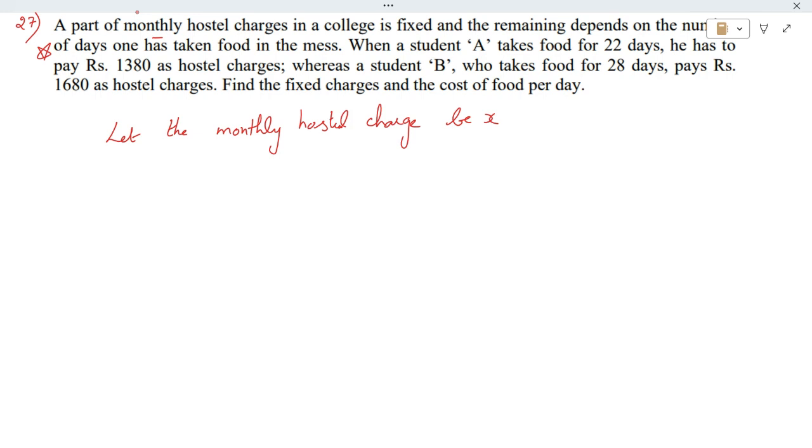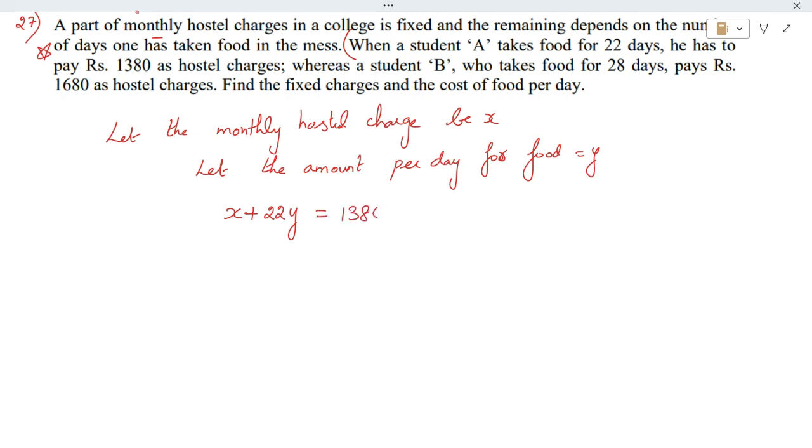When a student A takes food for 22 days, let the amount per day for food be y. Now I am just going to read the statement again. When a student A takes food for 22 days, x is the monthly charge which is fixed plus 22y, because per day the cost is y. So for 22 days he is taking food, so x plus 22y is equal to 1380.